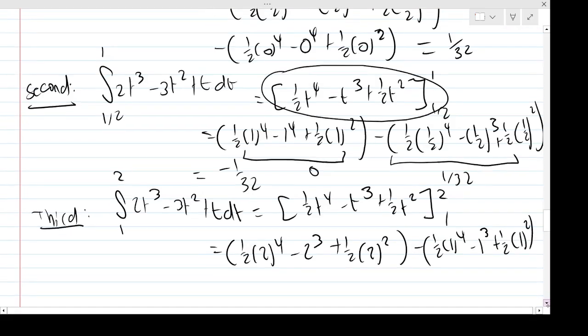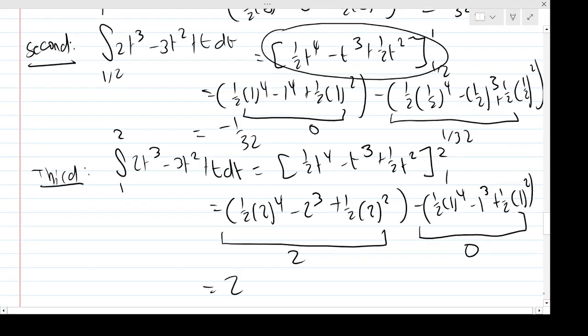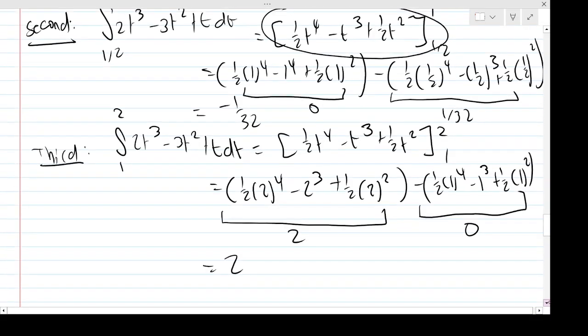and again, I don't need to type the whole thing on the calculator because this is 0. I saw that previously, so I just need to type this in my calculator. And so this bracket is 2, so this is 2 take away 0, which is just 2. Okay, and so there we are.